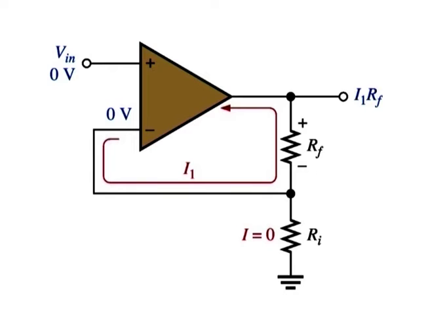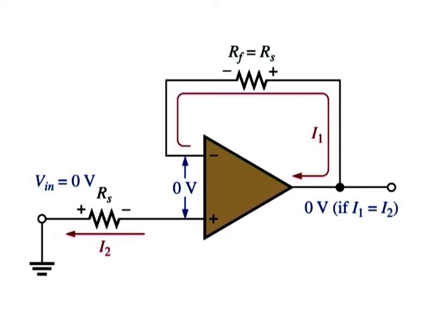The circuit shown in the figure is a non-inverting amplifier with 0 input voltage. Ideally, the voltage at the inverting terminal is also 0 as indicated. The input bias current I1 produces a voltage drop across Rf and thus creates an output error voltage of I1 into Rf just as with the inverting amplifier.